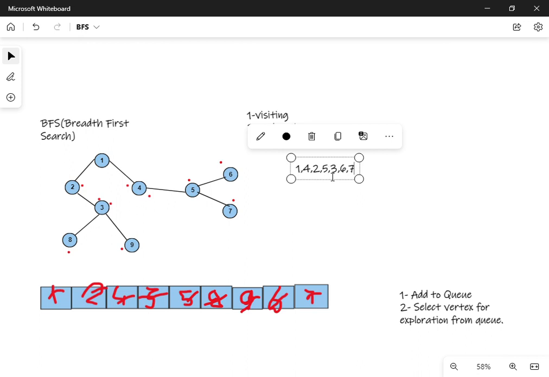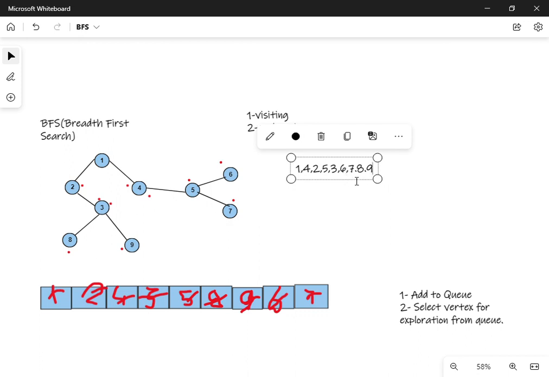Our next vertex is 3. The adjacent vertices of 3 are 8, 9, and 2. 2 was already explored before, so just write 8 and 9. So 3 is completely explored now. Our next selected vertex is 6.